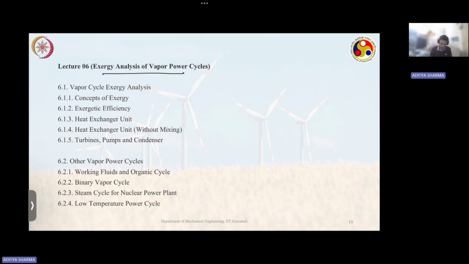So this is exergy analysis of vapor power cycles. If you see the topics, the first topic is vapor cycle exergy analysis, where the concept of exergy, exergetic efficiency, then heat exchanger unit without mixing, then turbines, pumps, and condensers. So this has been discussed from the perspective of exergy. Okay. Then in the second heading, some other vapor power cycles have also been discussed.